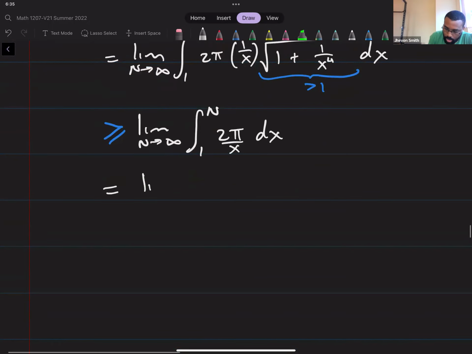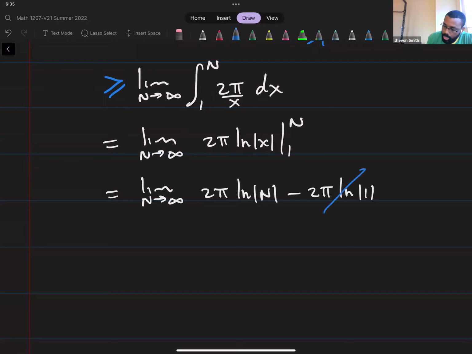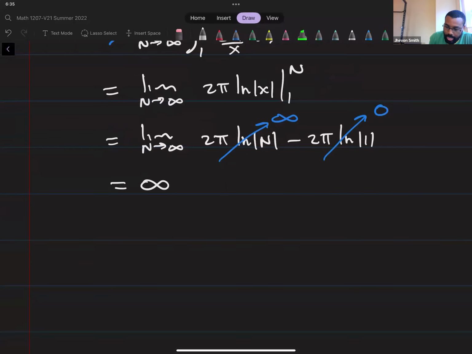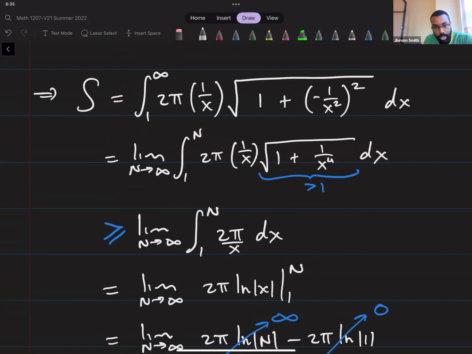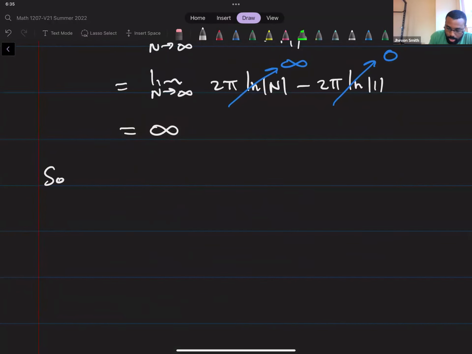Now this one is just 2 pi times ln of x. So it's 2 pi times ln of n minus 2 pi times ln of 1. We know that ln of 1 is going to go to 0 and ln of n goes to infinity. So this is infinity, and this is actually a smaller integral than the original one we're considering. So the original one also diverges. So S diverges to infinity by comparison.